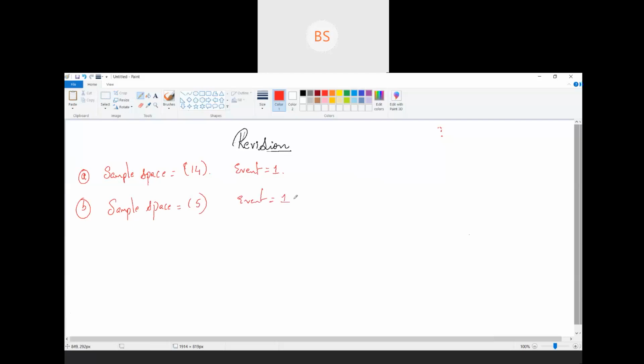Similarly, the third one: draw one slip with 4 written on it, and they have the first 5 prime numbers. So it will be the same. The sample space will be 5, same as B, and the event will be 1. And for D1, one slip is drawn with 10 written on it.